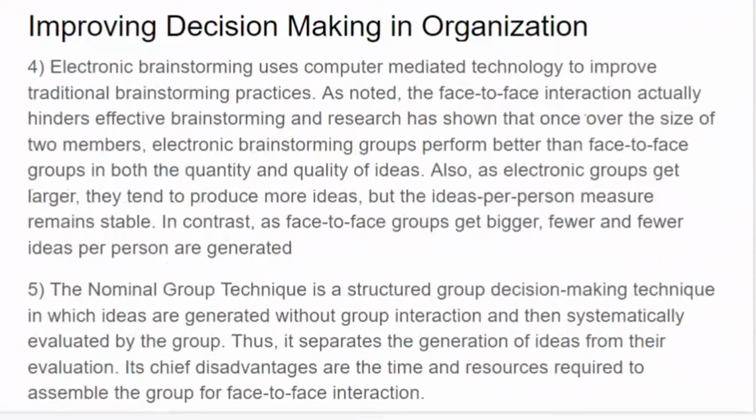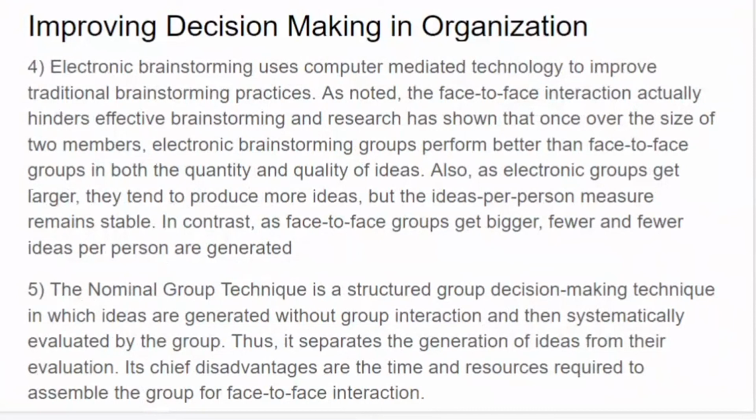We also have, in this day and age, something called electronic brainstorming. It uses computer-mediated technology to improve traditional brainstorming practices. There's a really good program, and next week I'm going to look at it with you. Effectively, what this program does is it allows people to interact with you online using their cell phone. So I assume we all have cell phones. So we're going to look at this concept of electronic brainstorming using one of those tools, okay? Face-to-face interaction actually hinders effective brainstorming because people are afraid to say things. The good thing with electronic is people can easily say things and come up with ideas.